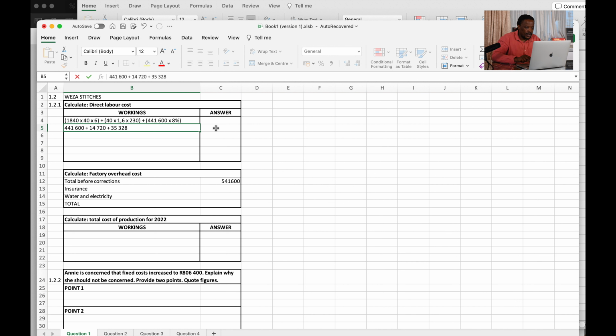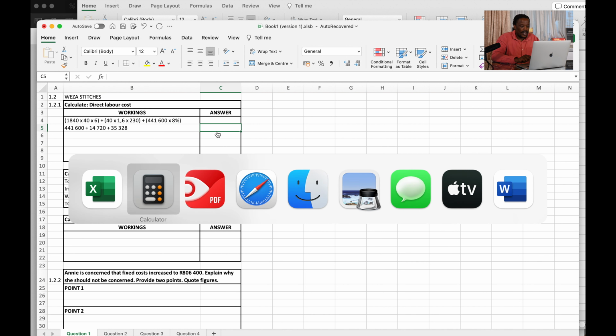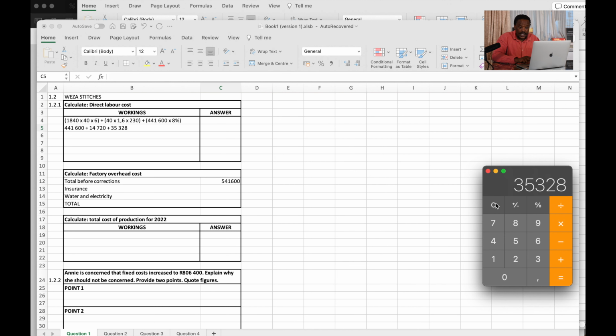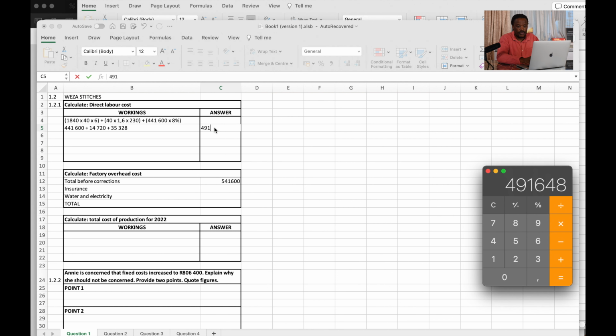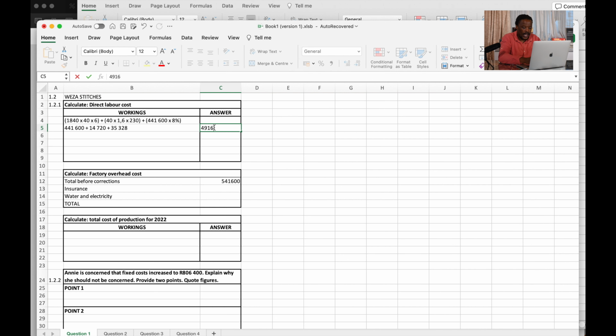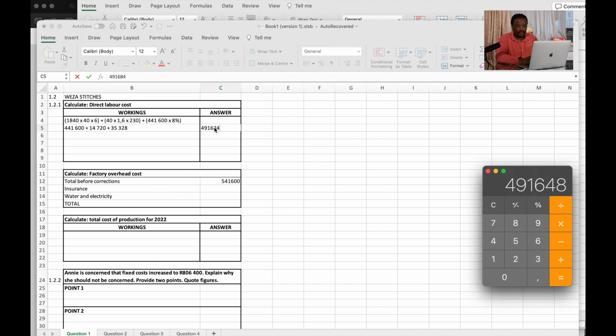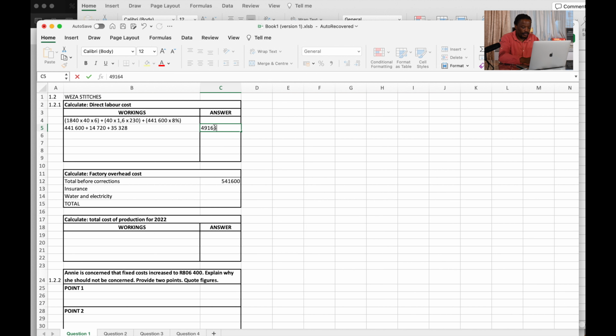And once you do this, you have all your full marks, because this 35,328 you must add to the overtime that was worked, which is 14,720, plus 441,600, which was the wages for the year. The total here, you get that it's 491,648. Happy? Yes, that's it.